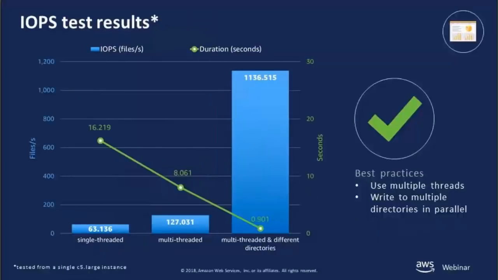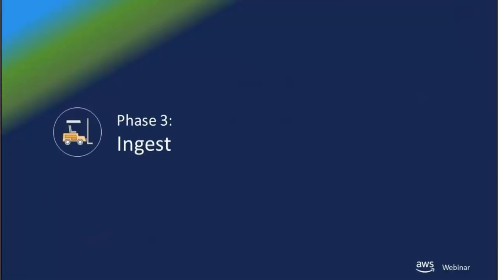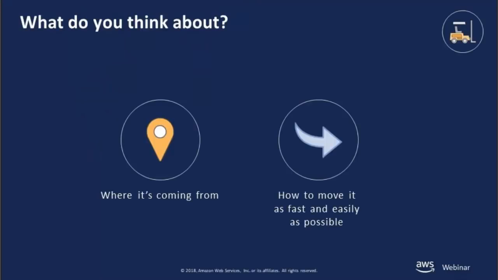As well as with our IOPS test, really going from a single-threaded operation to a multi-threaded operation, accessing multiple subdirectories, avoiding inode contention, we're able to dramatically improve the IOPS and performance to EFS. Now let's take a look at the next phase, and that's ingest. How do I quickly ingest data into EFS?